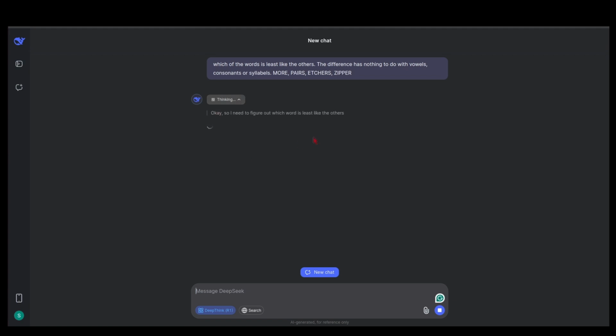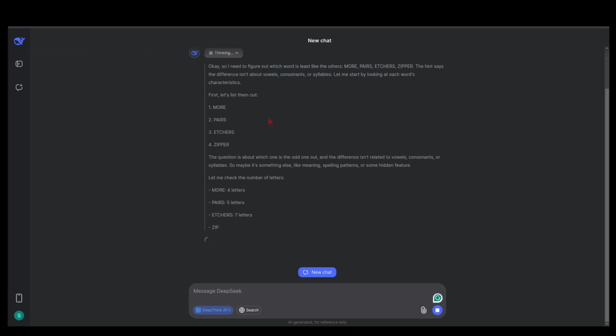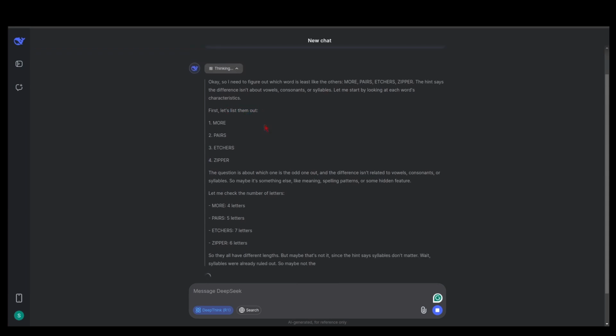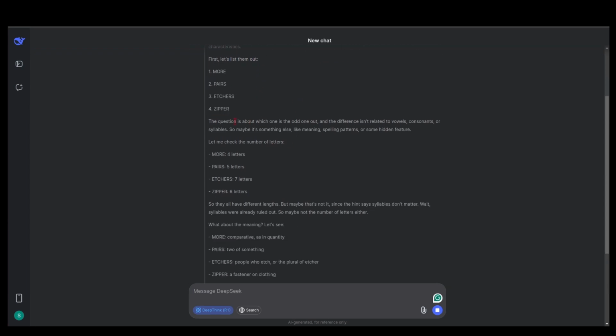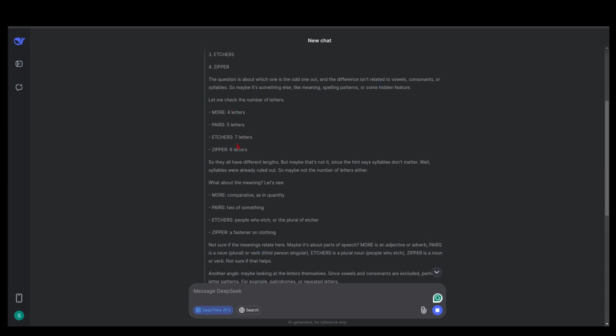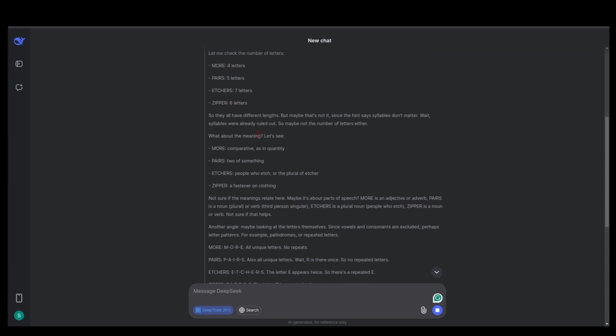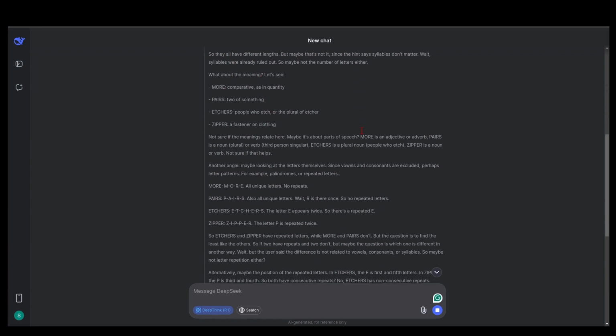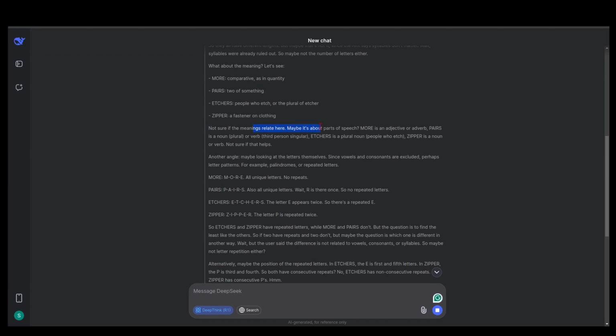It's thinking, that's great. So I need to figure out which word is least like the others, and it goes on. First, let's list them out. So it's listing them out. The question is about which one is the odd one out, and the difference isn't related to vowels, consonants, or syllables. So maybe it's something else like meaning, spelling patterns, or some hidden features. So it goes on, counts the number of letters, and then it goes on. Now it's looking at the meaning. Then it shows the meaning for each of those. Not sure if the meaning relates here.